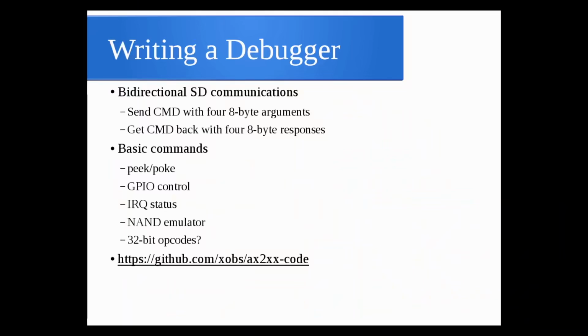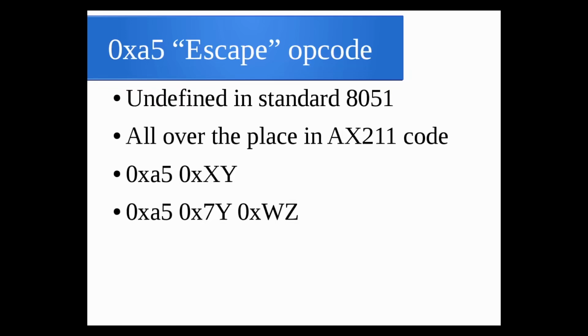We interfaced with the NAND emulator so that we were able to determine how the NAND registers work. And we also found, maybe the data sheet was right, maybe this is a 32-bit CPU, because we found these opcodes and wondered what's going on there. Turns out that A5 CPU opcode is actually a 32-bit command. Standard 8051 does not define this at all, but it's all over the place in the AX211 firmware. And it's always in the format of A5 plus 1 byte, or A5 7 something, and then another byte.